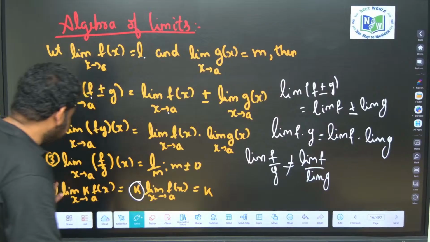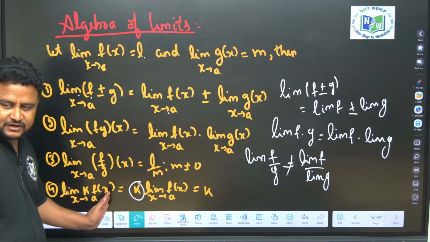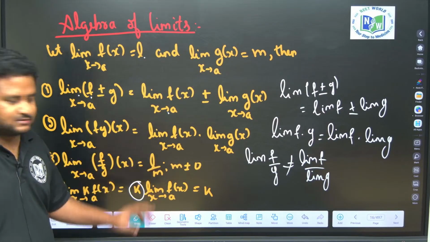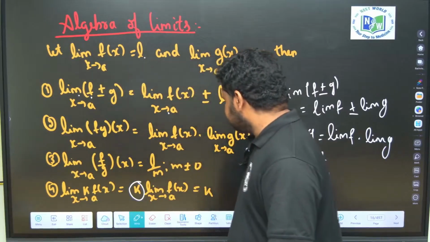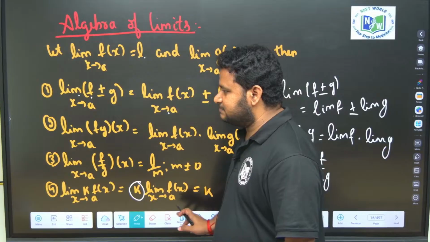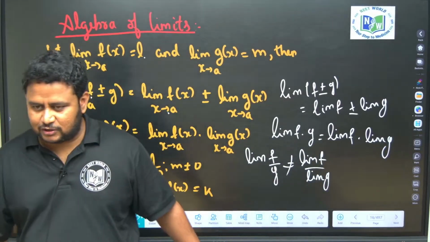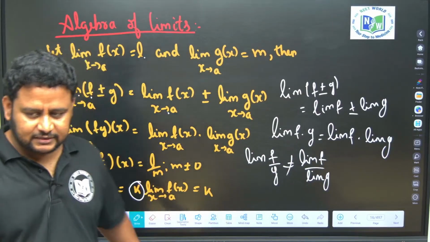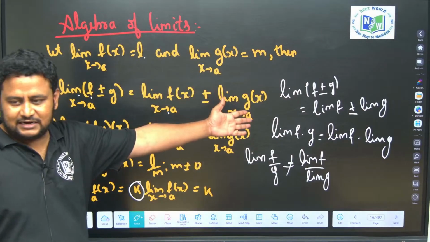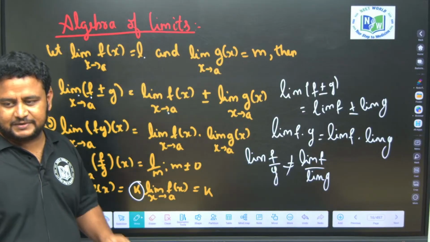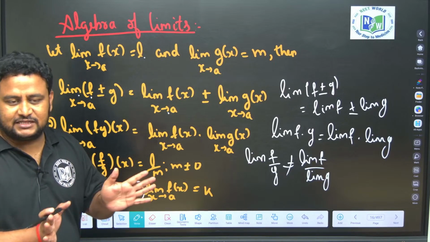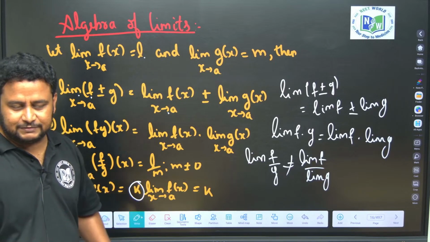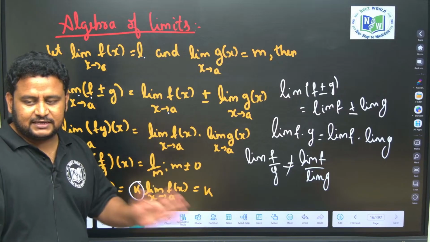So limit of k times f of x is equal to k times limit of f of x. That is the meaning of it, clear? So this is about the algebra of limits. Nothing is there, just addition, subtraction, multiplication. You have to be careful with division: you cannot separate and divide the limits, that is not possible. And when it comes to a constant, the constant will be kept outside.